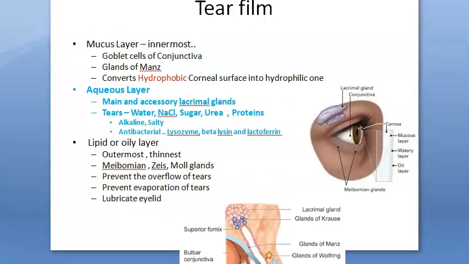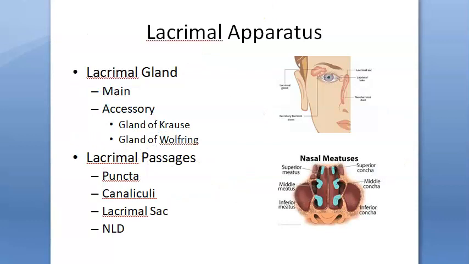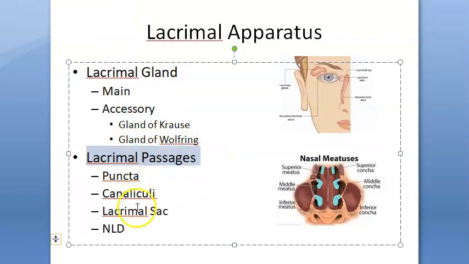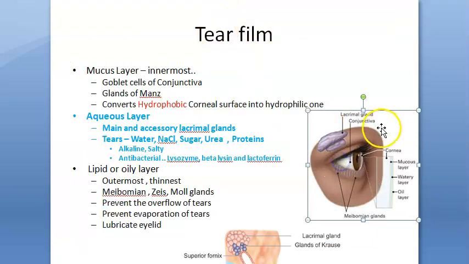So first, let us start off with the lacrimal apparatus. You have the main glands, accessory glands like glands of Krause, Wolfring, lacrimal passages. You should know puncta, canaliculi, common canaliculus will be there, right? Lacrimal sac, nasolacrimal duct that opens into what? Inferior meatus.